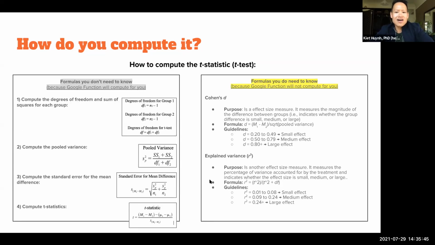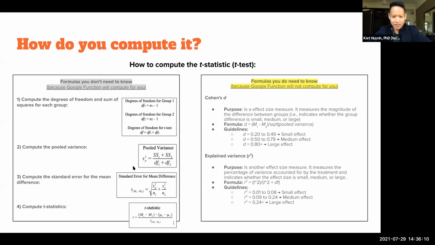All right, how do you compute the t-statistic? Sometimes you call it the t-test, it means the same thing. So I broke this up into two sections. One is the section that you don't need to know because it's computed automatically by the software, by the Google function. The other section is the side that you do need to know because it's not computed automatically. We have to do this by hand.